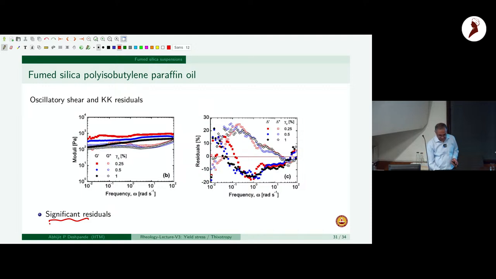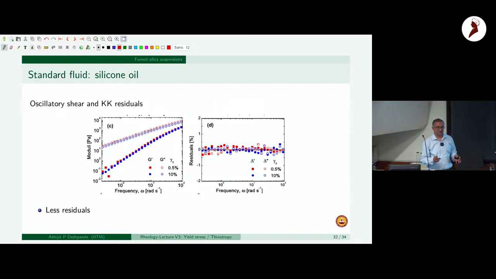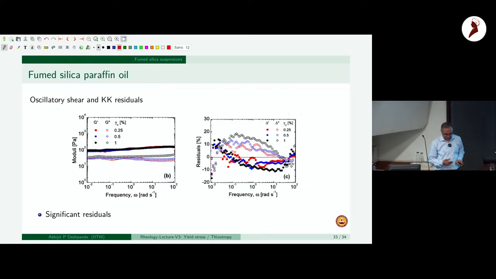And depending on the strain, again, the residuals can change. And if you do this on some standard fluid, like this viscosity standard Newtonian fluid, then you observe the viscous response and absolutely no residuals. So basically consistent data. But as soon as you start, so this is fumed silica and paraffin oil, but without the polymer, which leads to more effective bridging. But even this system is thixotropic. And immediately, again, you see residuals to be quite significant in case of oscillatory shear.